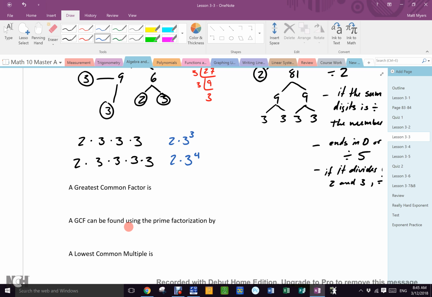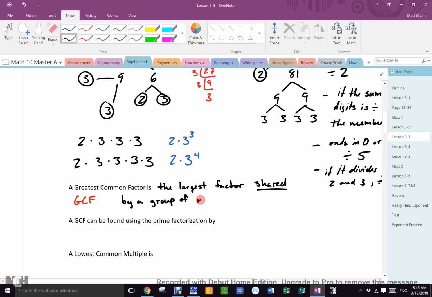So as Aiden says, the greatest common factor, which I'm going to rewrite as GCF, which you can see I've got right there. A GCF is the largest factor shared by a group of numbers. Now, our group right now is two numbers, yes? 54 and 162, right? So we want to find the biggest factor that those two numbers share.